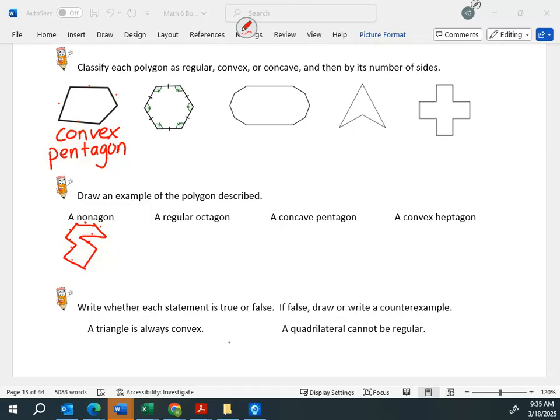Think about what it means to be a regular octagon. What do you have to show me? Regular means they have congruent sides, so you can show me notches and arcs. You can show me numbers. But you must show that it is regular, either by number measurements or by the notches and the arcs.